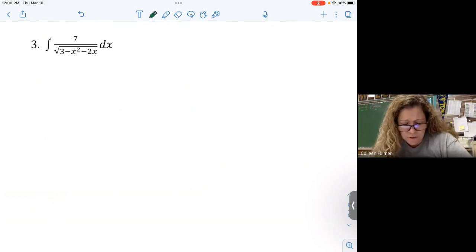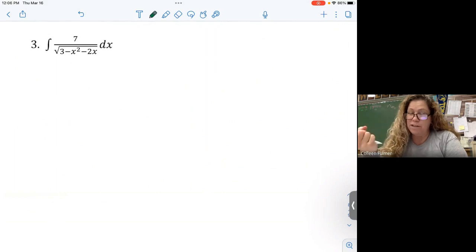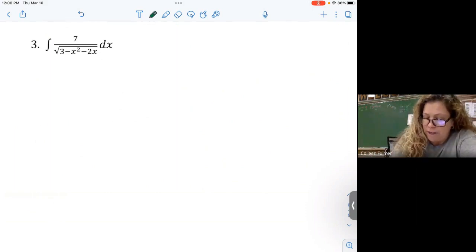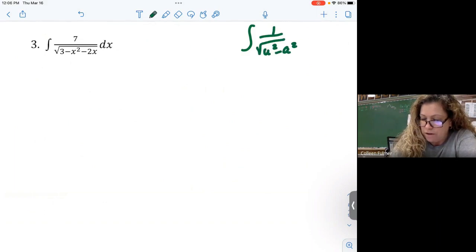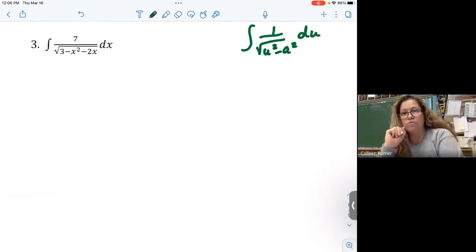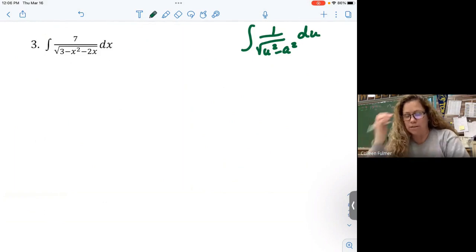Okay, so this one has a square root in the bottom. The last ones didn't have square roots and they ended up being inverse tangents. This one has a square root in the bottom, so I'm thinking it might be an inverse sine problem. If you remember, we look for the integral of 1 over the square root of u squared minus a squared du. That was the template for the inverse sine formula, so I'm going to try and get this to look like that.